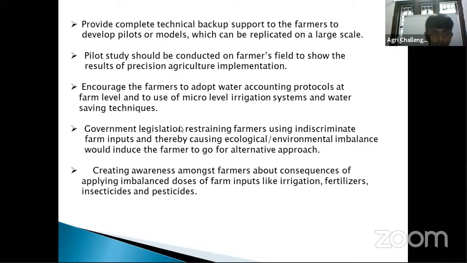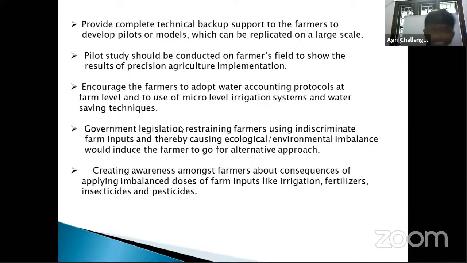Then encourage the farmers to adopt water accounting protocols at the farm level, and the use of micro-level irrigation systems and water saving techniques, sensor techniques, all those techniques. Water accounting means, instead of surface irrigation, accounting based on soil moisture depletion, some based on need-based application of irrigation. There are so many tools developed in recent years.